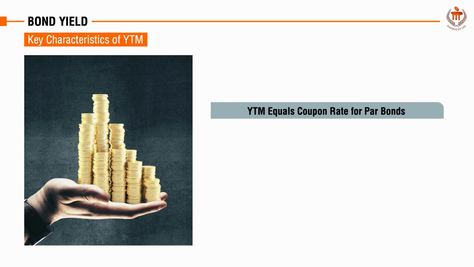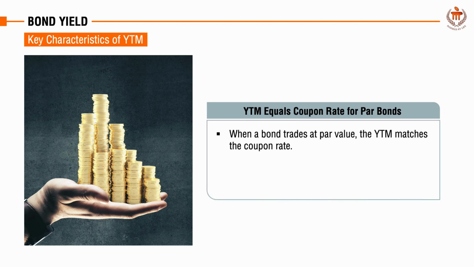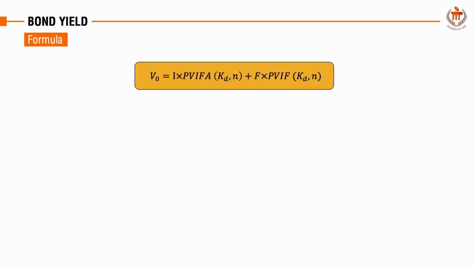YTM equals coupon rate for par bonds. For a bond trading at par value, the YTM will match the coupon rate. For bonds trading at a discount or premium, the YTM adjusts accordingly. We'll use the bond valuation formula to calculate the YTM. The formula for calculating YTM is complex because it requires solving for the discount rate, which balances the present value of the future cash flows with the bond's current market price.